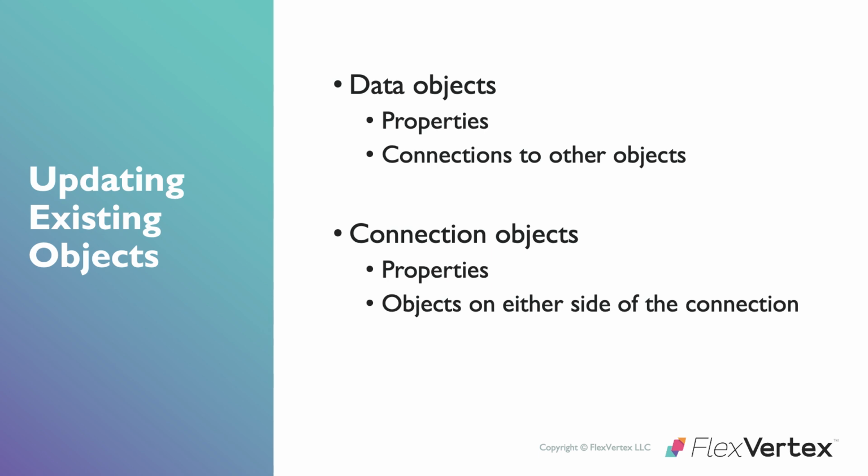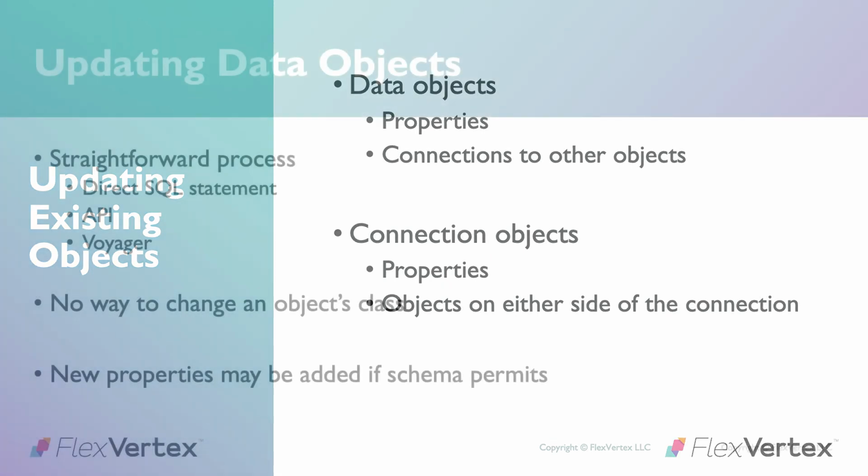Throughout the course, we've been pointing out that all data in FlexVertex is persisted as an object. This includes traditional data objects as well as specialized connection objects that tie these data objects together. We'll discuss changing data for both types of objects next.